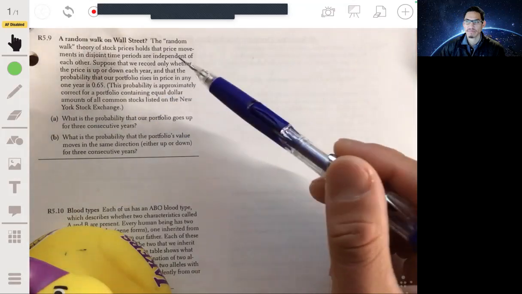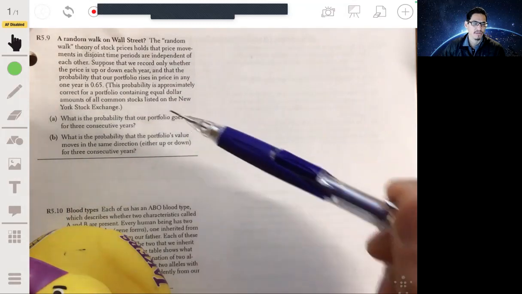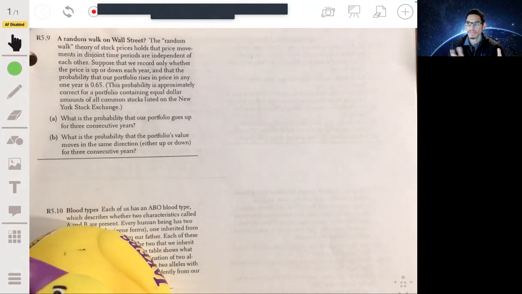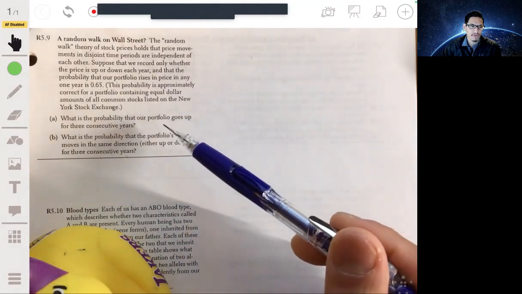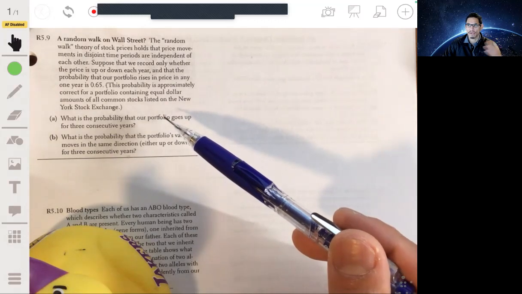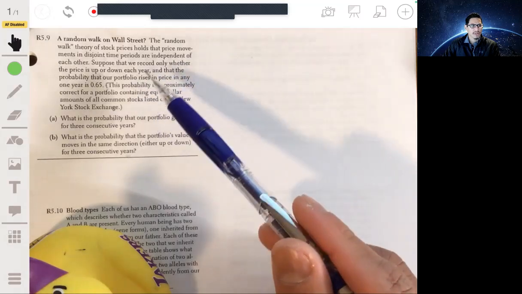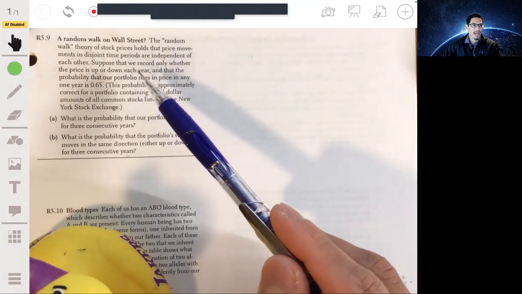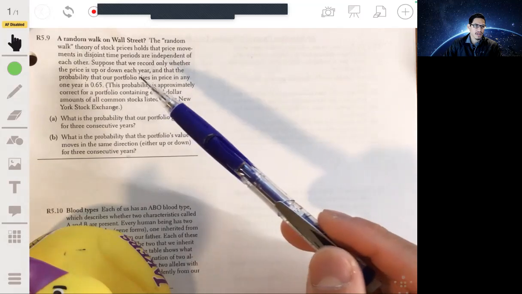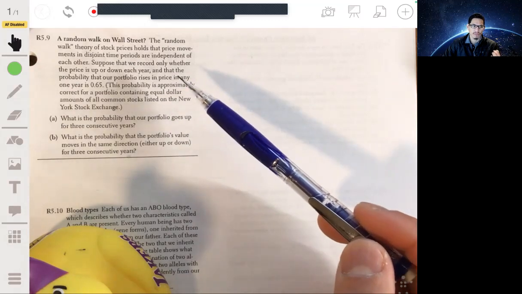Now, if you've never heard any language dealing with stocks, when we say portfolio, it's basically your combination of investments, where all your money is divided into. So don't think of it as an actual physical object. It's just saying how much money you're putting in what stock and what account. Anyways, it's basically asking what's the probability that you're going to have an increase in the first, second, and third year in a row.